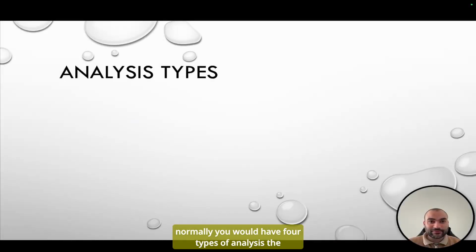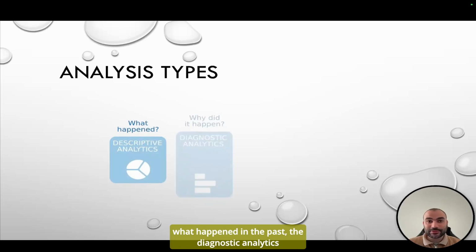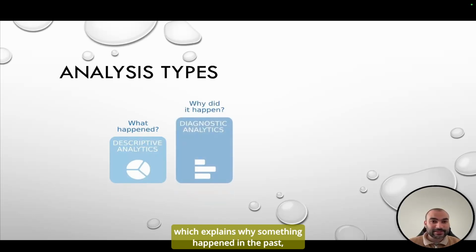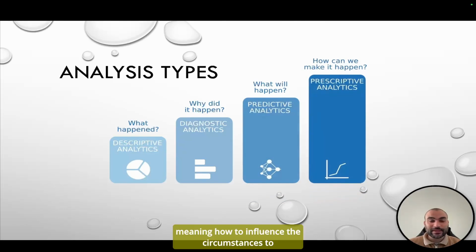So normally you would have four types of analysis. The first one is descriptive, which lists or describes what happened in the past. The diagnostic analytics, which explains why something happened in the past. And then the predictive analytics, having sort of a look ahead in the future. And the prescriptive, meaning how to influence the circumstances to make something happen.